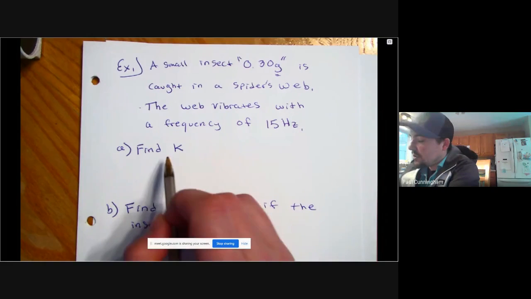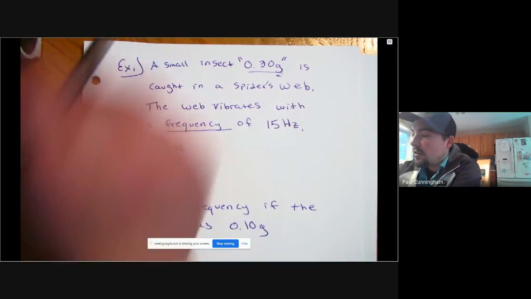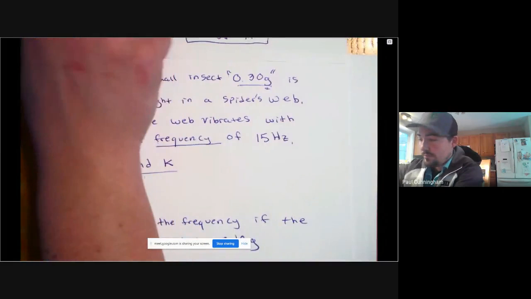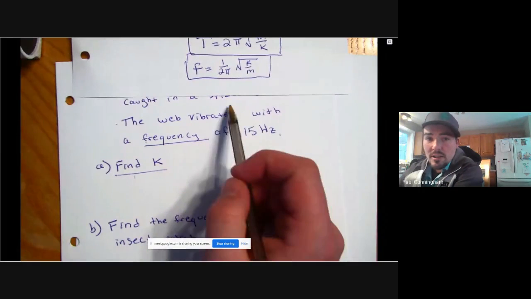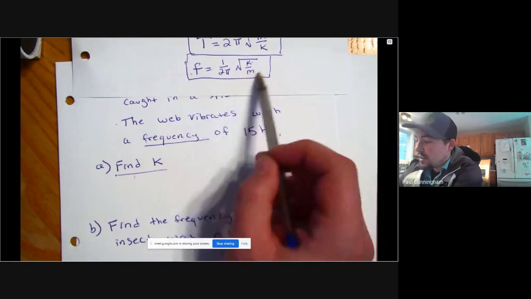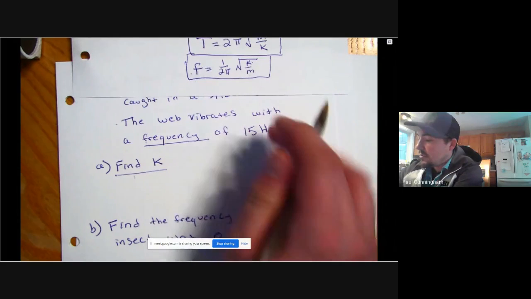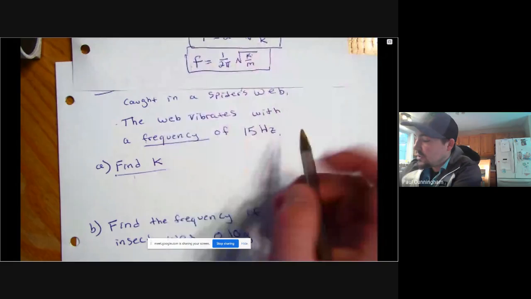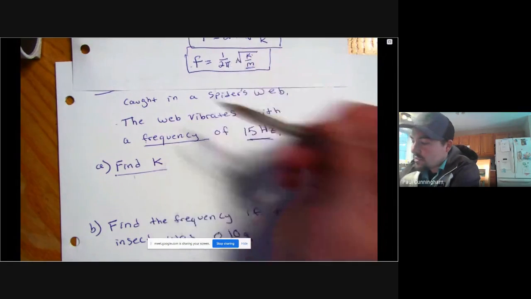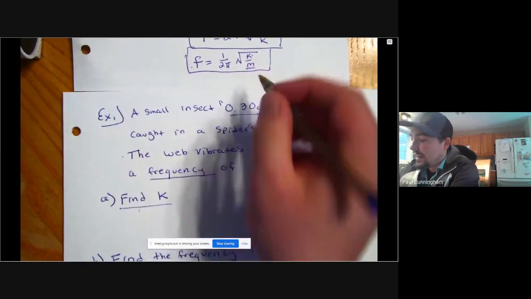Okay, so notice the first thing we're going to do is find K. And notice we're given the frequency and a mass. So if I go back up here, notice the formula I just gave you involves those 3 variables: frequency, K, and mass. So we only have to use this one formula to find that K. We're going to substitute in the frequency, given to us in hertz. We're given the mass of the bug, and we're going to plug that one in. And the rest of it is just algebra. So we're going to plug in the 15, plug in the 0.30 grams, then we're going to find K.